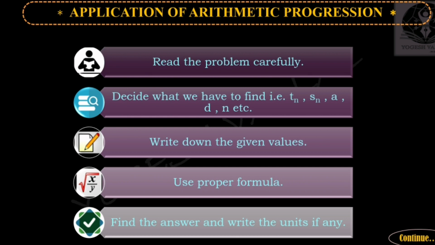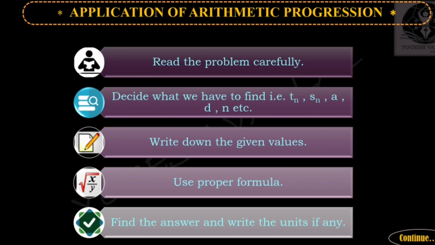First of all, read the problem carefully. Then decide what we have to find. That is, if we have to find a particular term, that means we have to find Tn. If we have to find the total number of something, say chairs, then we have to find Sn.